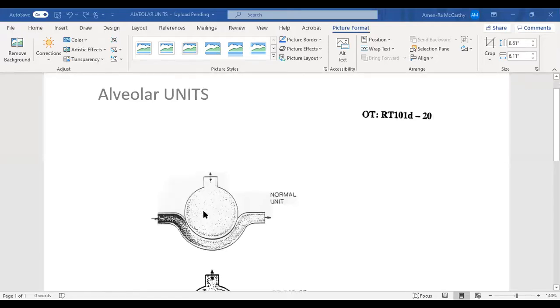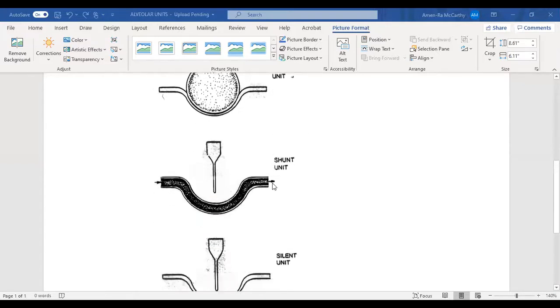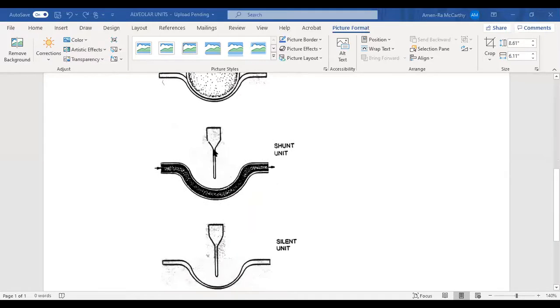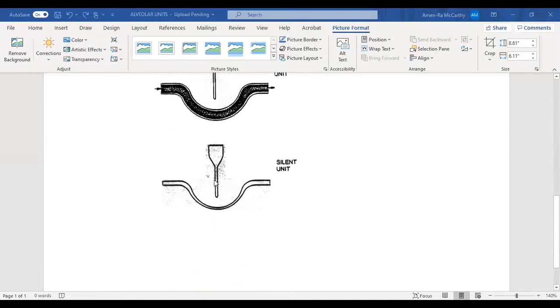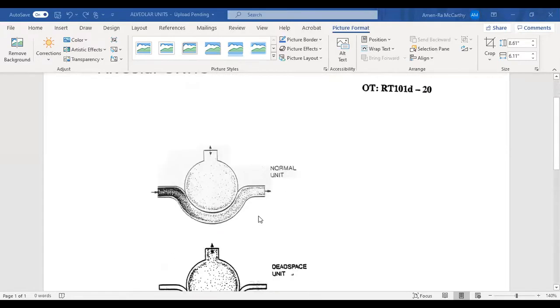This is the normal unit here, where you have the ventilation and perfusion. Dead space unit, when you have ventilation and little or no perfusion, right? And then you have the shunt unit when you have little to no ventilation, but plenty of perfusion. And then the silent unit would be no ventilation and no perfusion, okay? Those are the 4 units, alveolar units.